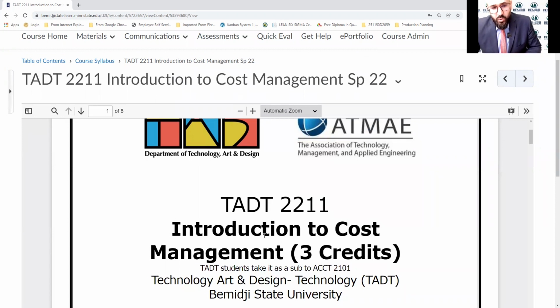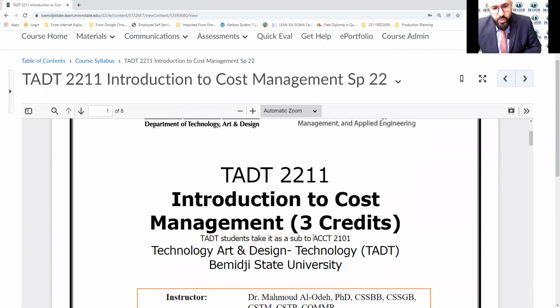2211 is the number for this course, Introduction to Cost Management. I did put a note here. If your DARS report asks you to take Accounting 2101, do not take it. Talk to your advisor. This course 2211 will be substituted instead of taking 2101. The reason for that is our students came to us saying, okay, we're not benefiting anything from accounting. It's difficult. We don't find any support. So we came up with our own course 2211 to substitute that course, focusing on project management and operations management.